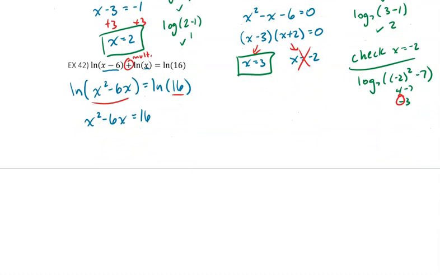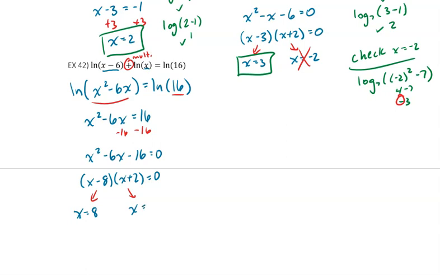And then again, we can factor this and solve it. So set it equal to 0. So x squared minus 6x minus 16 equals 0. If we factor it, we're going to end up with x minus 8 times x plus 2 equals 0, which is going to give us two possible solutions. x equals 8 and x equals negative 2.